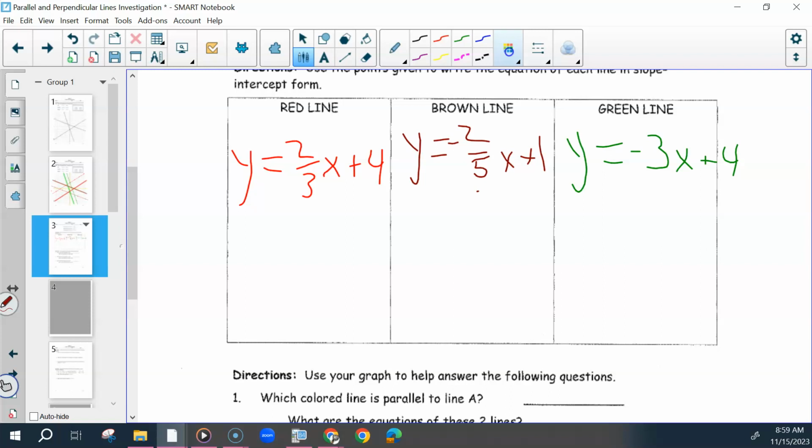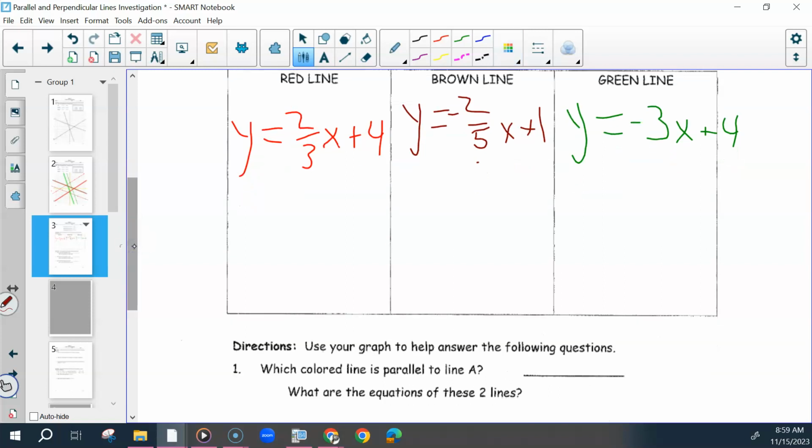So make sure you have those 3 equations written down. It's going to help us answer these next ones. Then in the next questions, it's talking about something, which line is parallel. Does anyone know what that word means? Parallel.